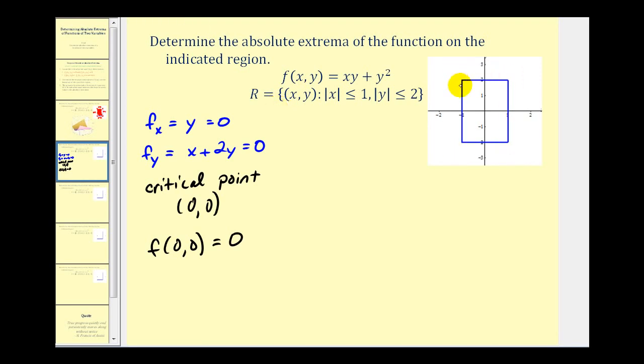Well, as I said before, we do have to consider the corner points. Those are going to be pretty easy to do, so let's go ahead and list those. This is the point 1, 2. This is the point 1, -2. This is the point -1, -2. This is the point -1, 2. So we'd have to consider the function values for these points. Let's go ahead and do that now.